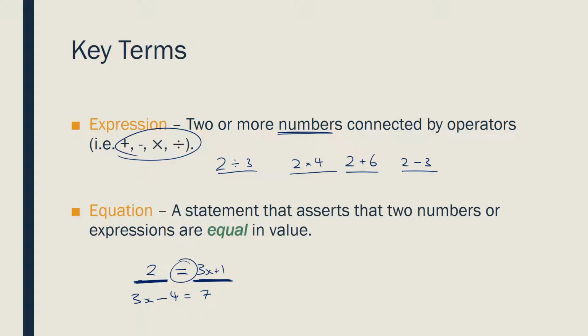Just a thing to note, an equation needs to be finished. So if we had something like 2x plus 3 equals, that's not an equation because we need to have something there. So just saying that an equation has to have an equal sign isn't quite correct. You need to have an expression or number on both sides.